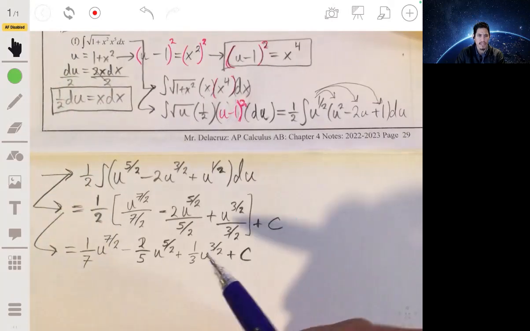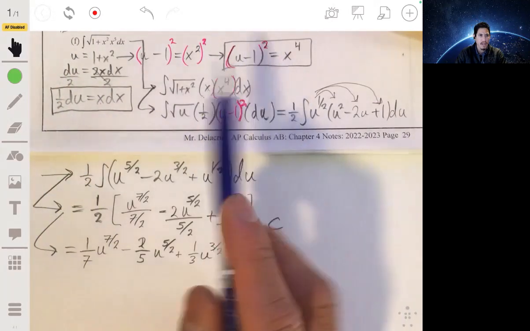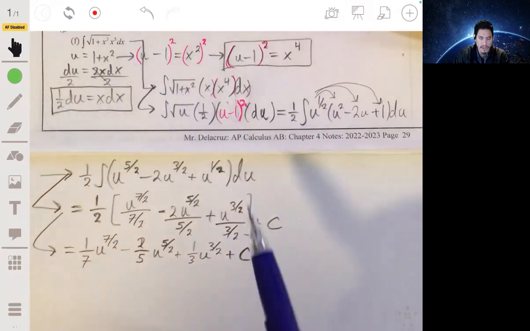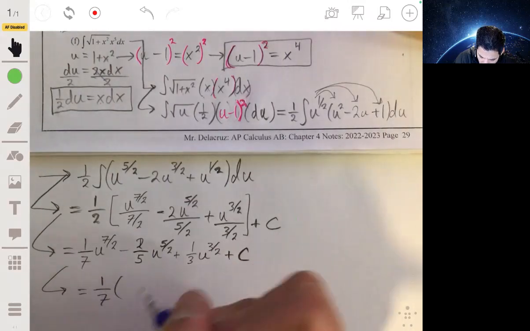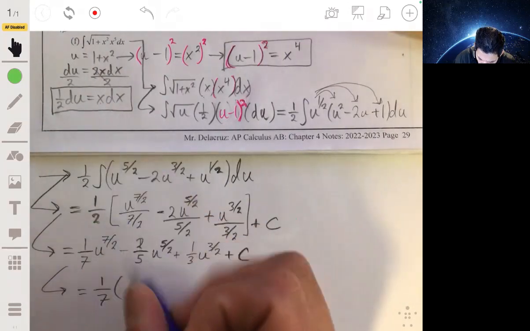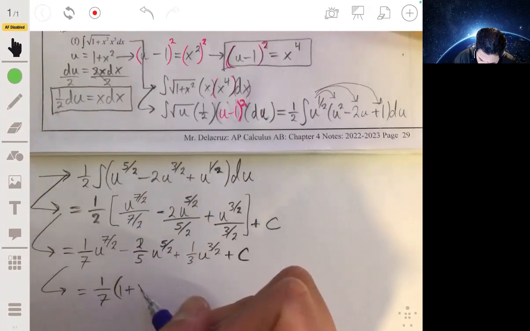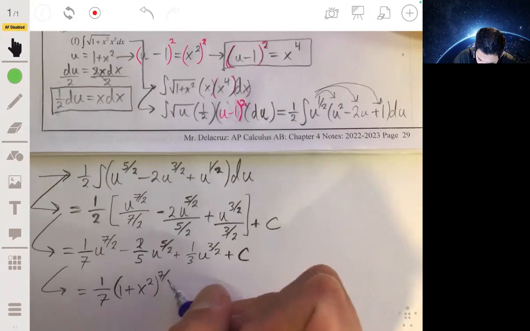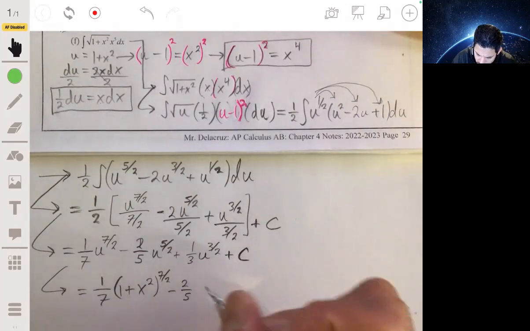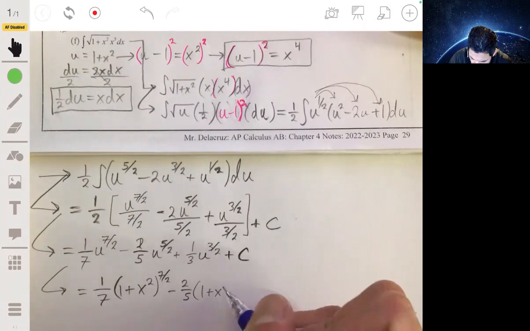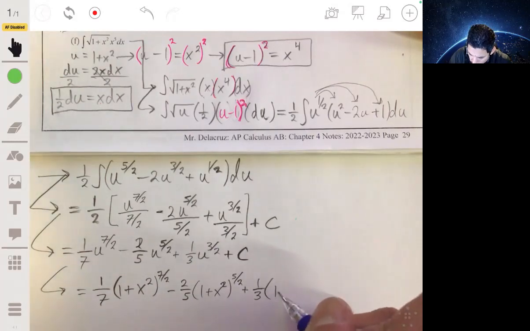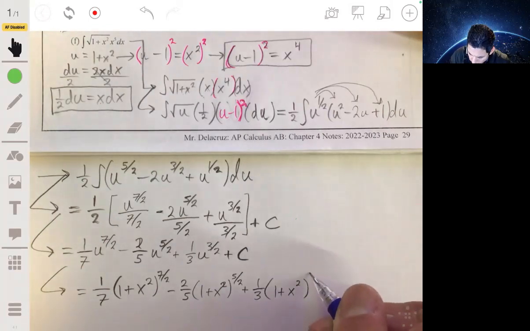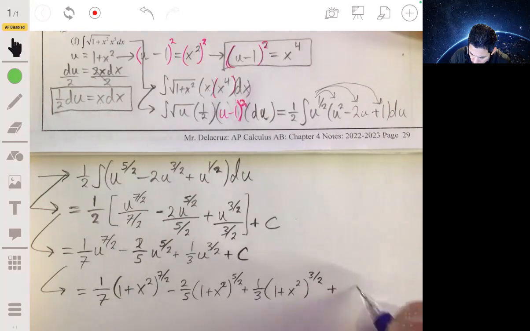And now we just can rewrite this in terms of x by substituting our 1 plus x squared wherever we see a u. And so our final answer will be 1/7 times 1 plus x squared to the 7/2 power minus 2/5 times 1 plus x squared to the 5/2 power plus 1/3 times 1 plus x squared to the 3/2 power plus c.